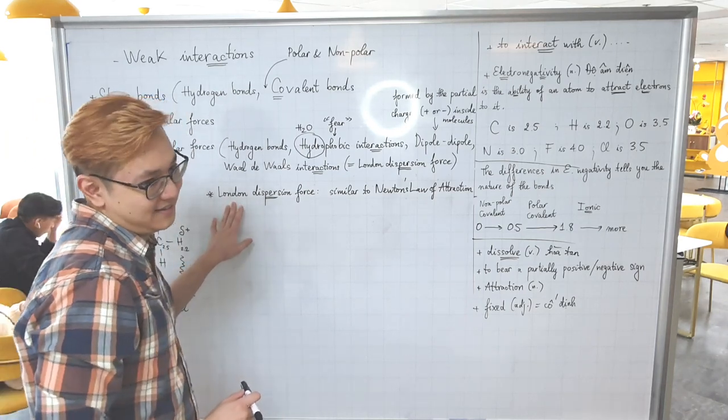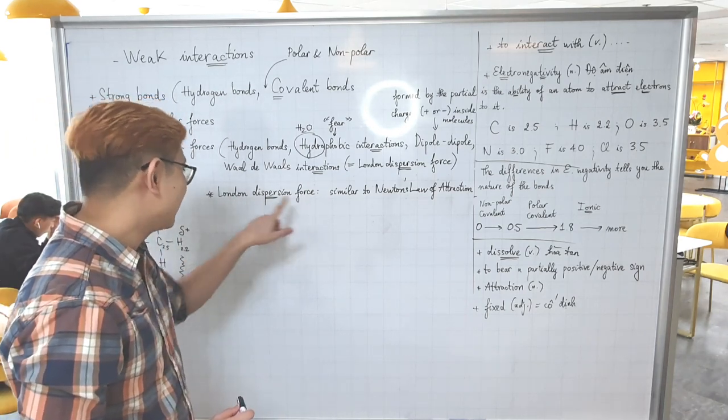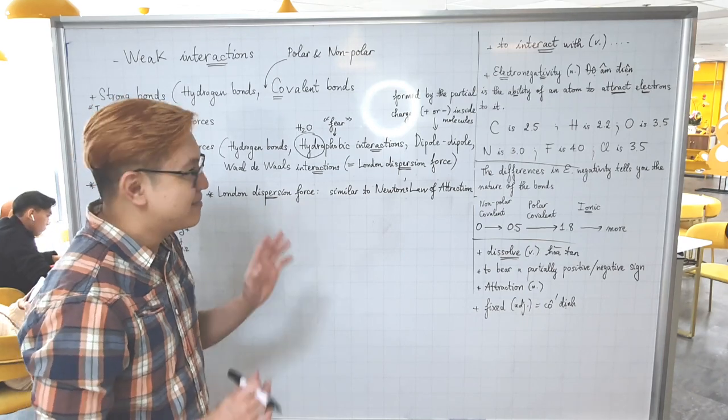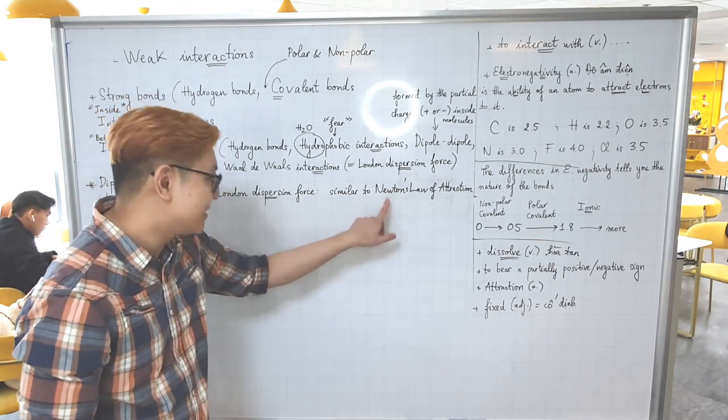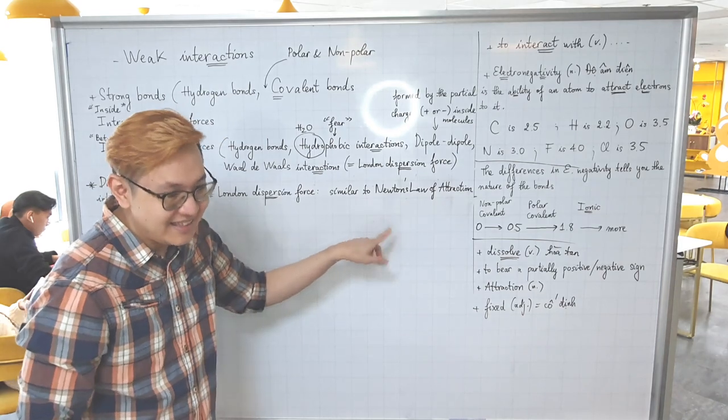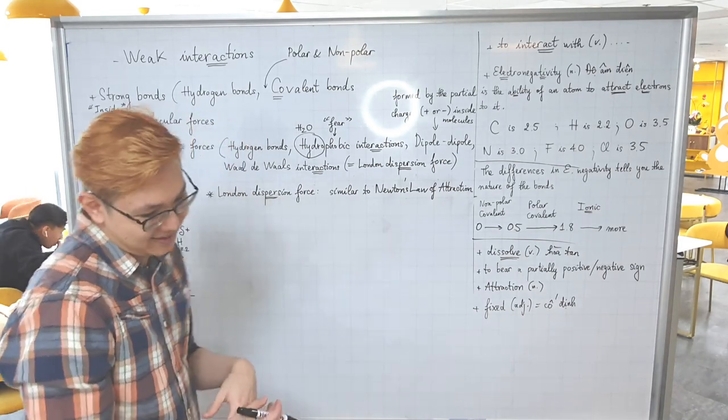Về cái thế giới phân tử thì là ta dùng cái London dispersion force. Còn cái thế giới mà bự khổng lồ thì nó dùng là định luật hấp dẫn của Newton, nhưng mà bản chất nó là như nhau. Basically they are similar.